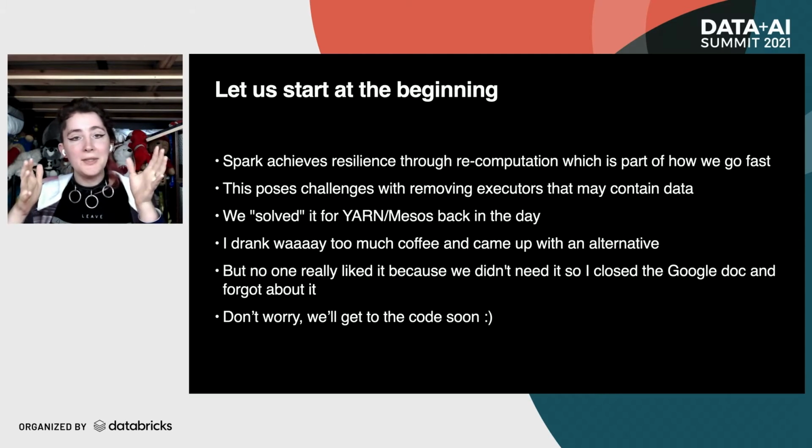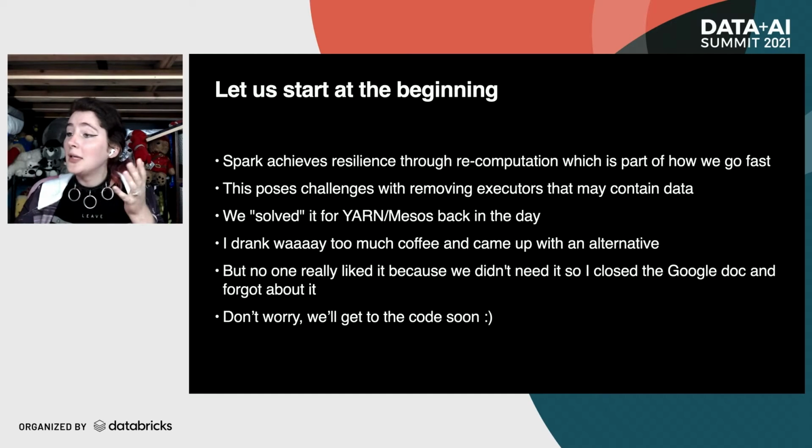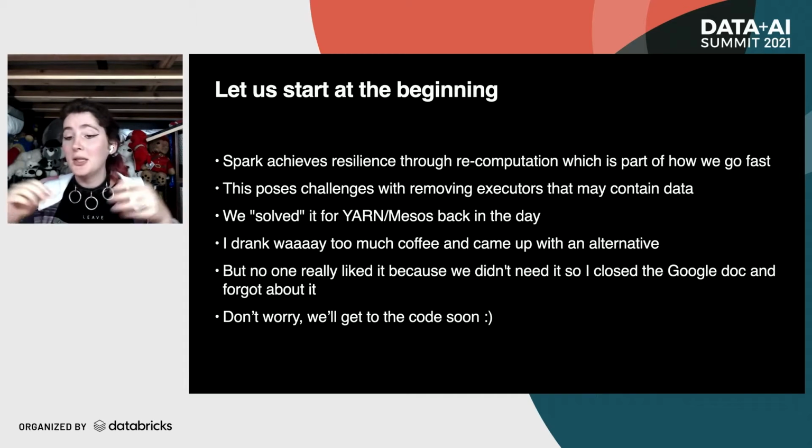The problem is when executors are removed that contain data, right? In the traditional MapReduce world, that wasn't a thing that mattered because there was no data inside of the executors that mattered, right? Everything was stored in a persistent storage layer. So we could remove executors all we wanted, either for dynamic allocation or if we were running on spot instances, it was fine. This is different with Spark, and we solved it for the cluster managers that we used to use, or sorry, still use today, Yarn and Mesos.